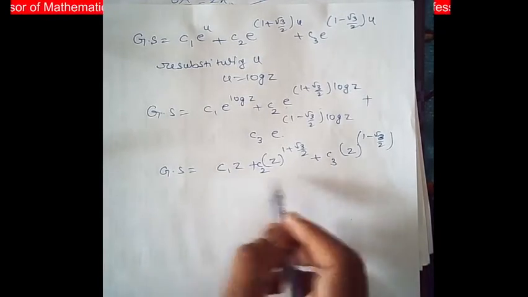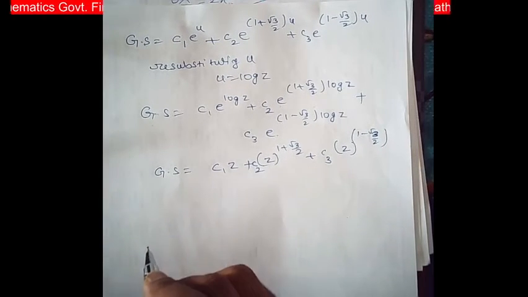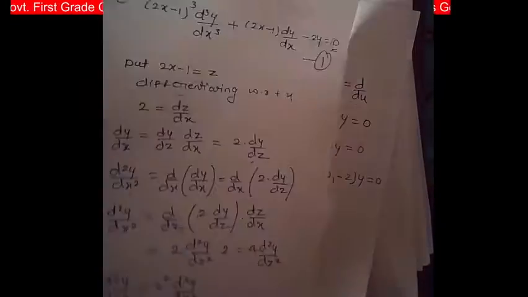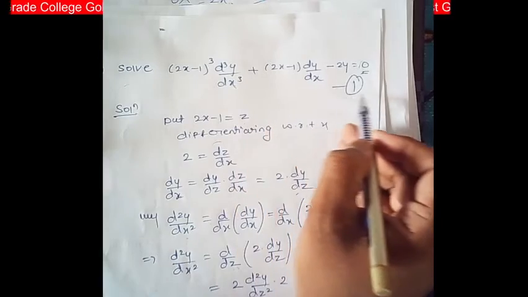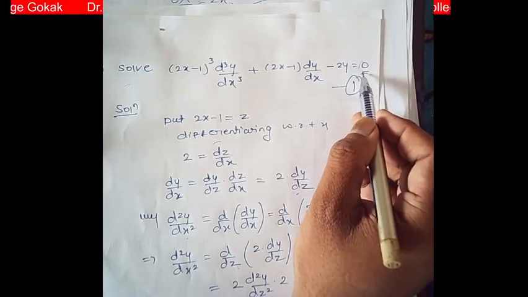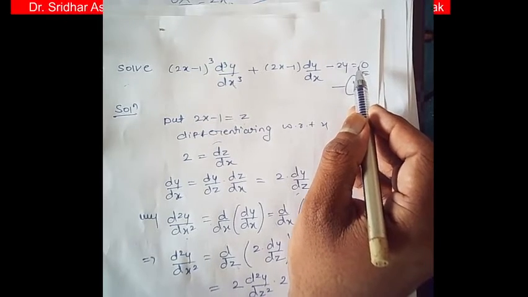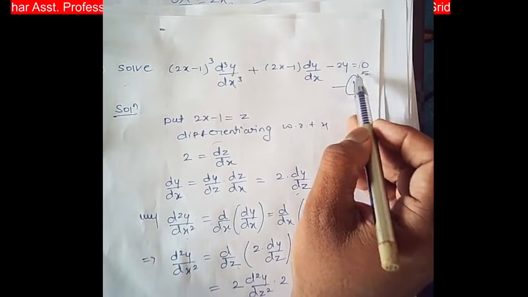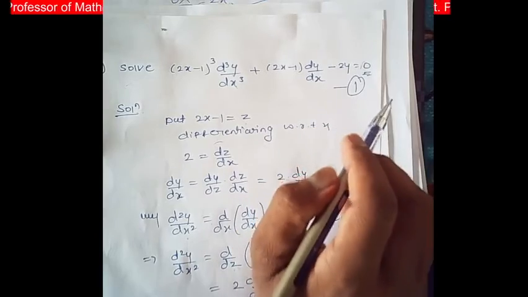So this is the general solution, and this is also the complete solution, because here we don't have to find a particular integral. Why? Because in this given problem, see this is the given problem. Here the right hand side is 0. If the right hand side is 0, then it has only the general solution. The given equation has only the general solution. If the right hand side is equal to 0, then there is no need to find the particular integral.